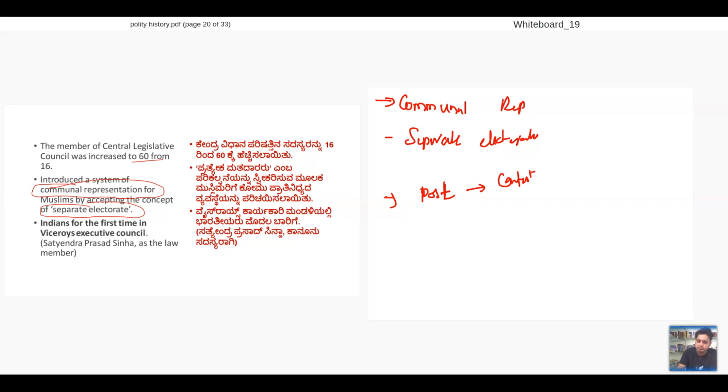People will contest for that post. So all the people, irrespective of religion, will vote for this. Whoever gets first past the post, FPTP we will call it, they will win. This is the present scenario. So I'll ask you the scenario under separate communal electorates. The post will be the same.